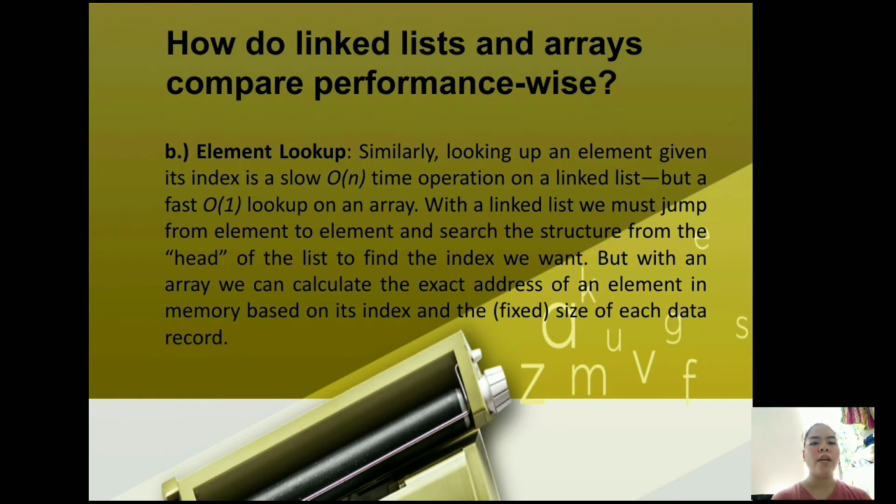But with an array, we can calculate the exact address of an element in memory based on its index and the fixed size of each data record. That is why it takes big O of 1.